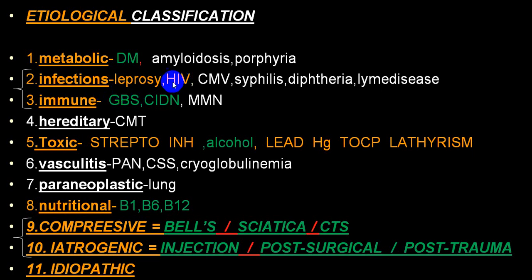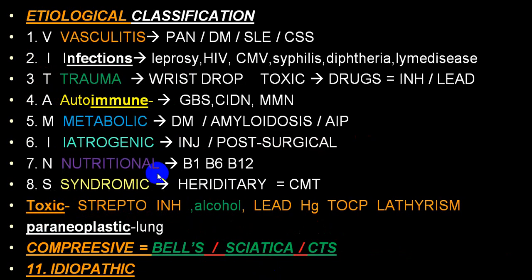Then HIV is another common, leprosy, toxic, hereditary is not very common, we call Charcot-Marie-Tooth. Then paraneoplastic, vasculitis. In vasculitis again diabetes and SLE are very common. Nutritional, very frequently B1, B6, B12 deficiency, that is another very common. Compressive neuropathies are common. Iatrogenic are very common. And when we cannot put them into any particular group in spite of all possible investigation, then we put them into idiopathic group.